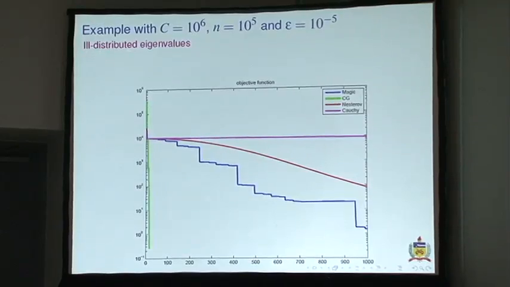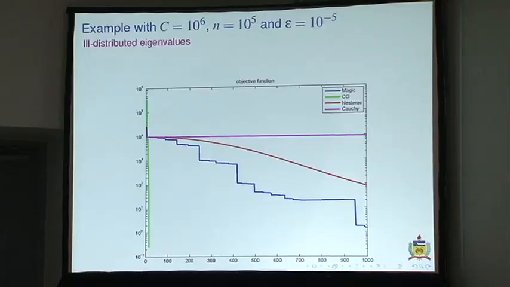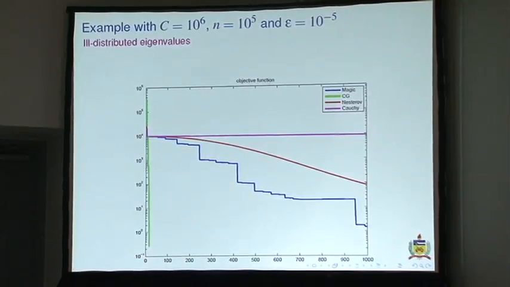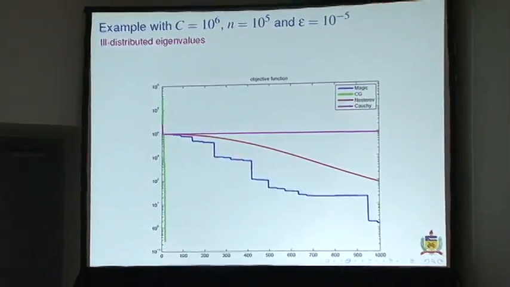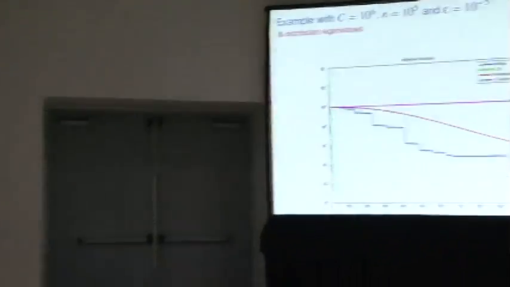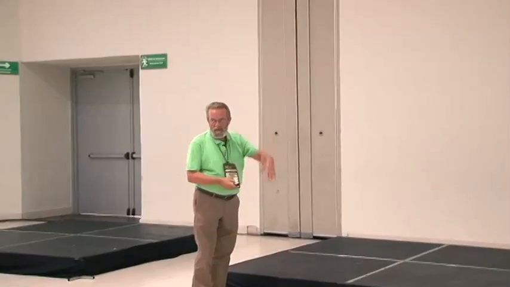Now, I took very ill-distributed eigenvalues. So how do you construct a very difficult problem? Put one eigenvalue with value 1, and 1 million eigenvalues with value 1 over 1 million. That's extremely ill-distributed. And then you have this. Look at conjugate gradient, it goes down immediately, and all other methods take a long time, but our method goes better than all the others.